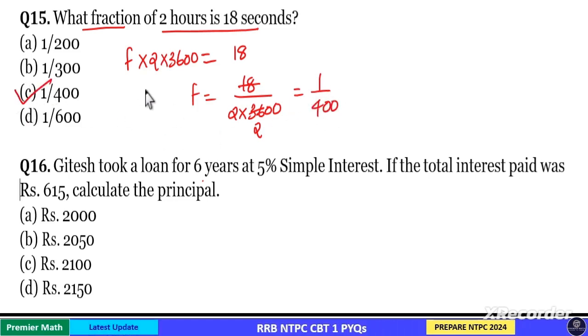So 1 by 400 of 2 hours is 18 seconds. The fraction is 1 by 400.